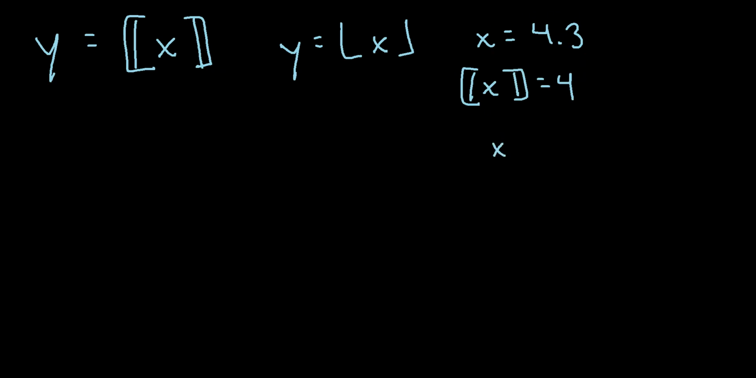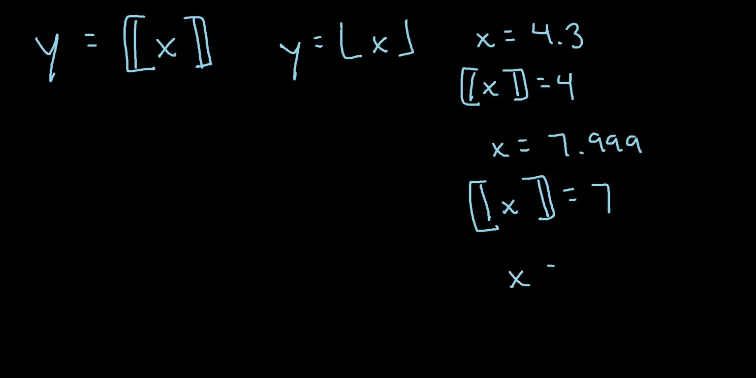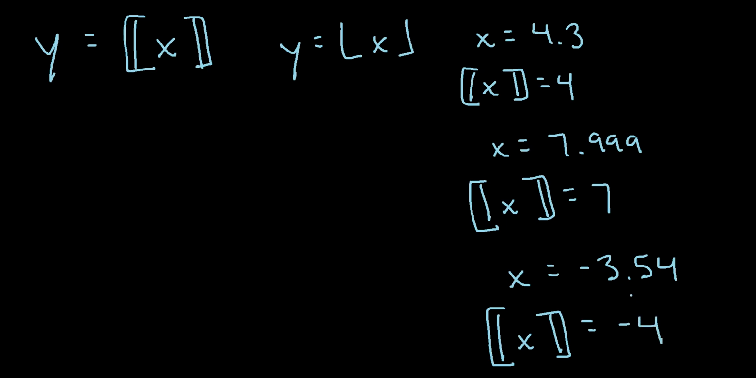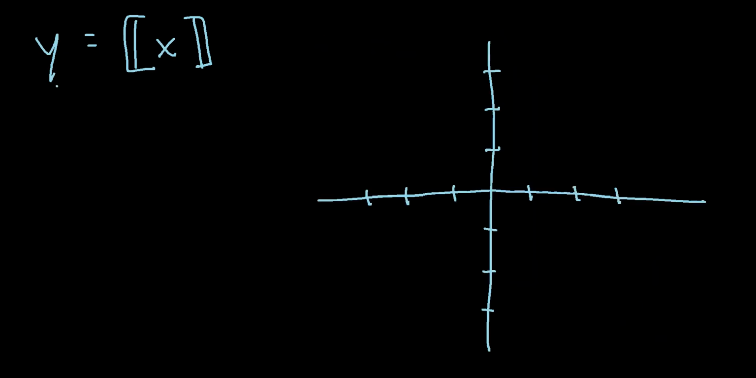Or if we had, let's say, x is equal to 7.999, if we took the greatest integer function of x, we would get 7. So we're rounding down to the next greatest integer. Or if we had, let's say, x is equal to negative 3.54, if we're rounding down, so if we take the next greatest integer of x, we would round down to negative 4, so the next greatest integer. So knowing that, let's see how we could actually graph this function.